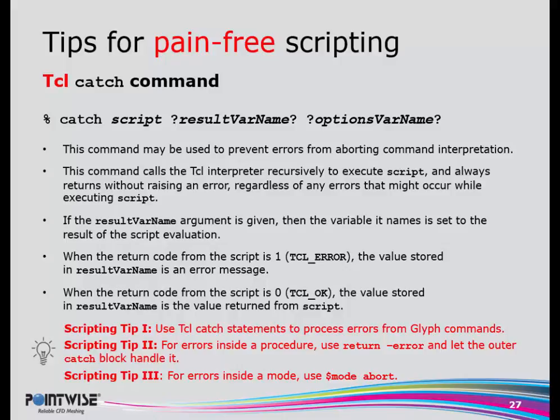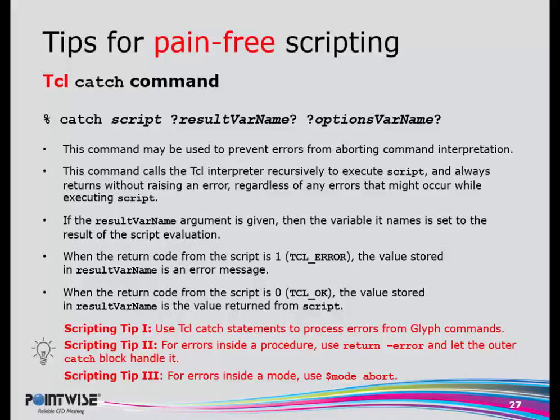Basically, the way it works is you do catch, followed by the script that you want to evaluate, and then the result variable. That's going to contain either the result of that script or the error message. So the idea is that this command will not abort your script like it would if it encountered an error normally, where the script would just die. This is a more graceful way to abort your script and let your user know that there's a problem.